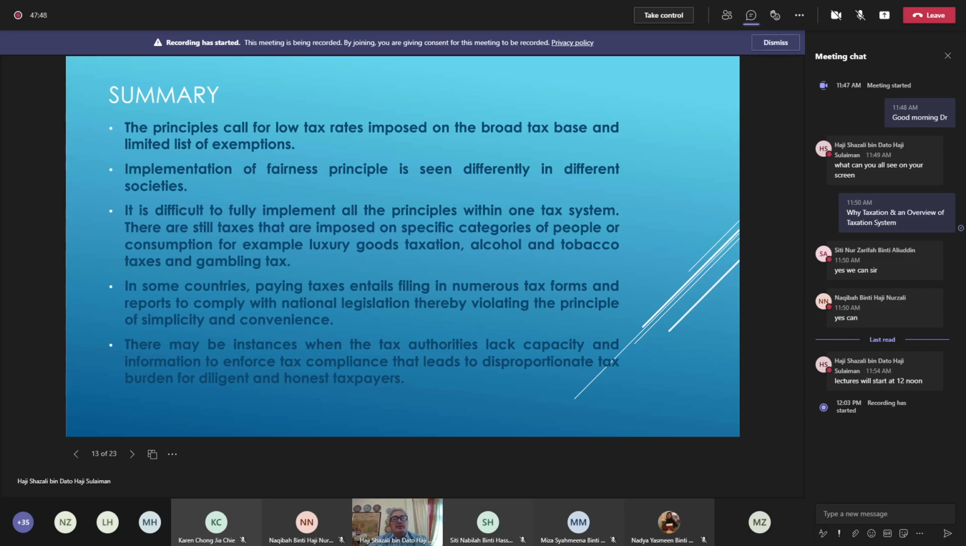Now, with implementation of a new tax system or anything else, there may be instances where tax authorities lack the capacity. They may not have sufficient people with the skills, technical knowledge, and information to enforce tax compliance, which leads to a disproportionate tax burden on diligent and honest taxpayers.